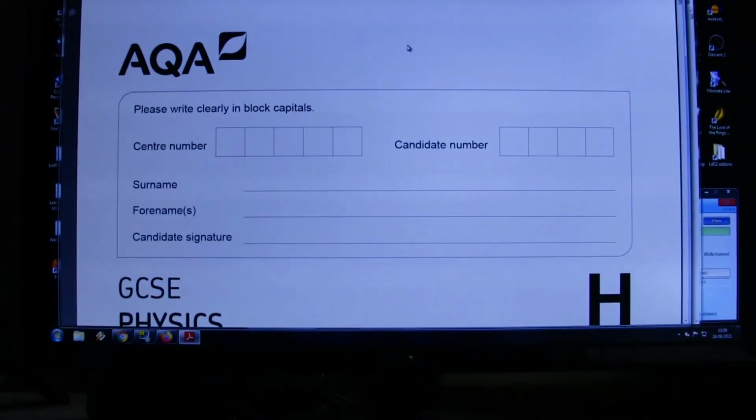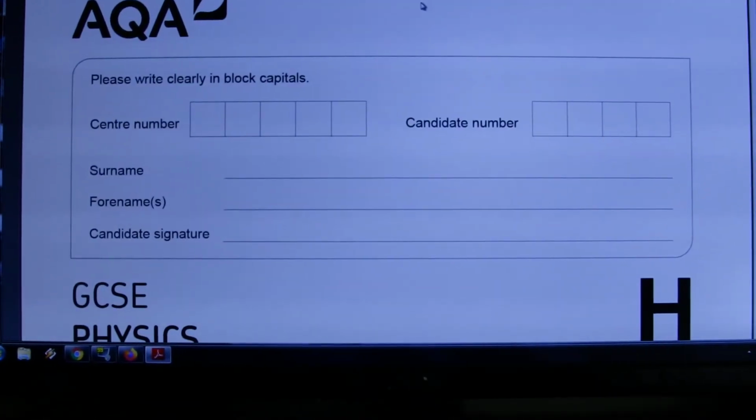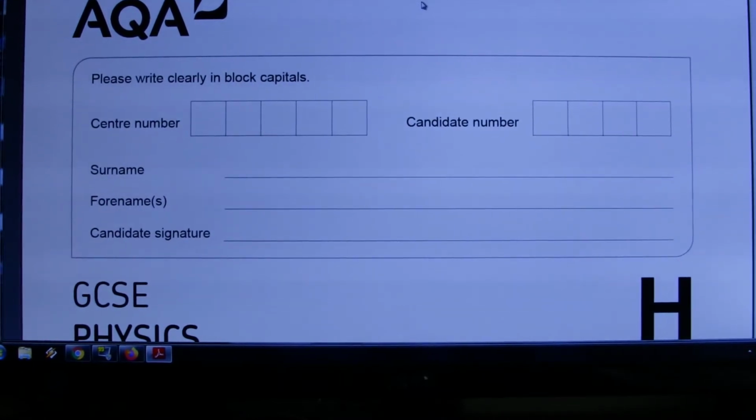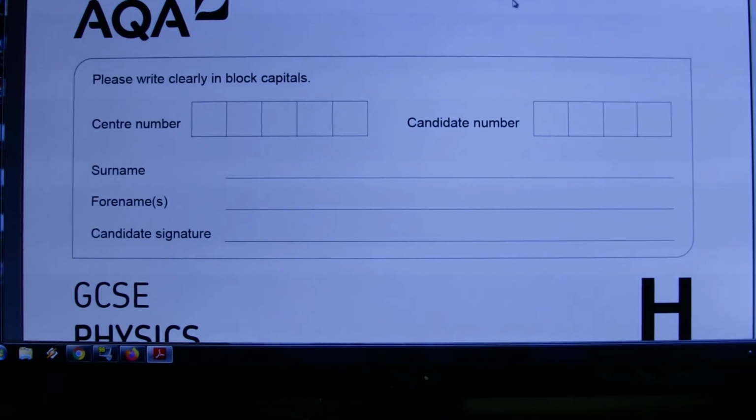Yet another super professional video made by recording the screen with a camera, because screen recording software is not cooperating with the PDF format. AQA, some kind of organisation, I don't know who they are. Anyway, it's a GCSE Physics exam.